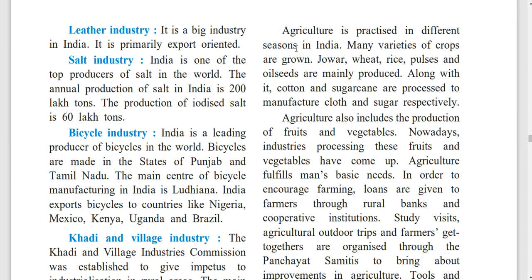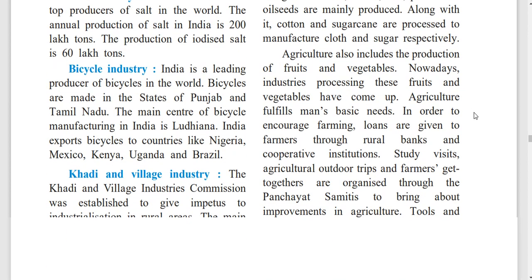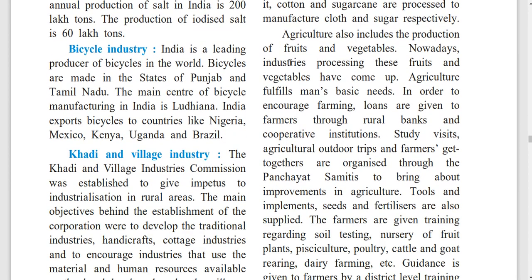Agriculture is practiced in different sections in India. Many varieties of crops are grown. Jowar, wheat, rice, pulses, and oilseeds are mainly produced. Although, along with it, cotton and sugarcane are processed to manufacture cloth and sugar, respectively. Agriculture also includes the production of fruits and vegetables. Nowadays, industries processing these fruits and vegetables have come up. Agriculture fulfills man's basic needs.